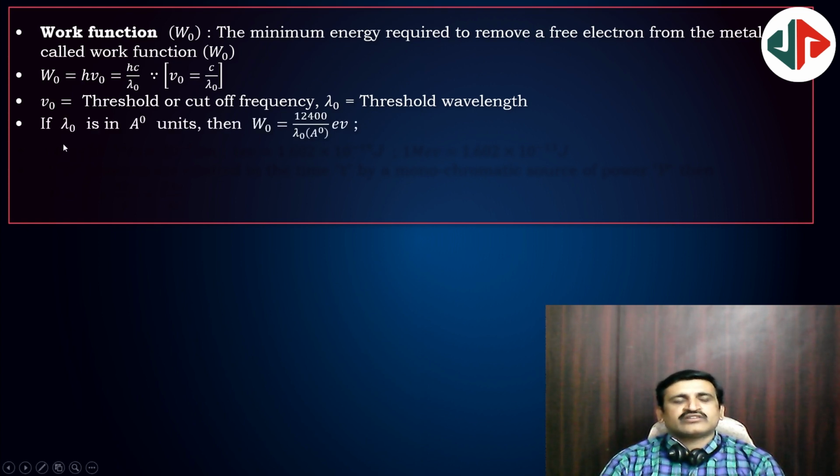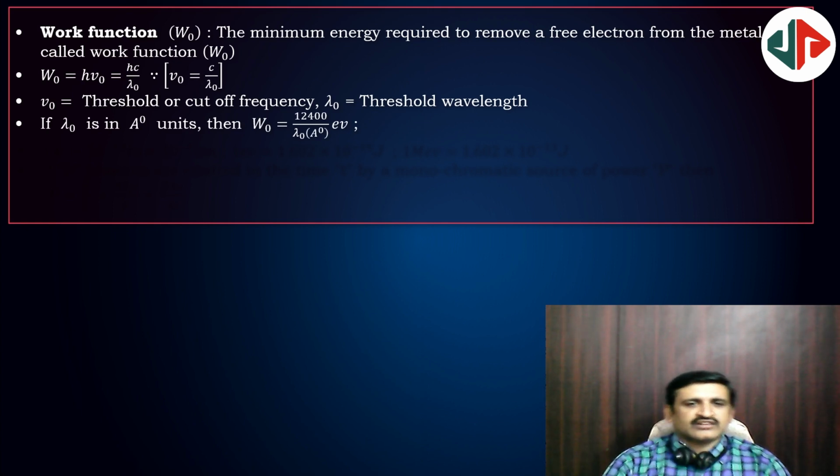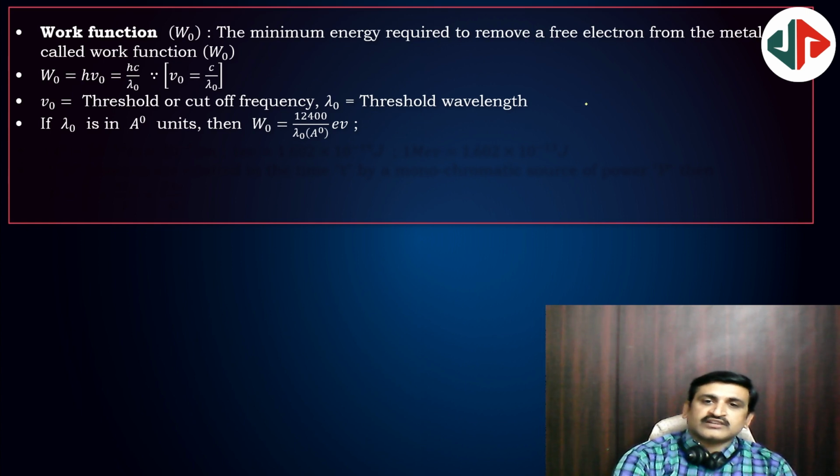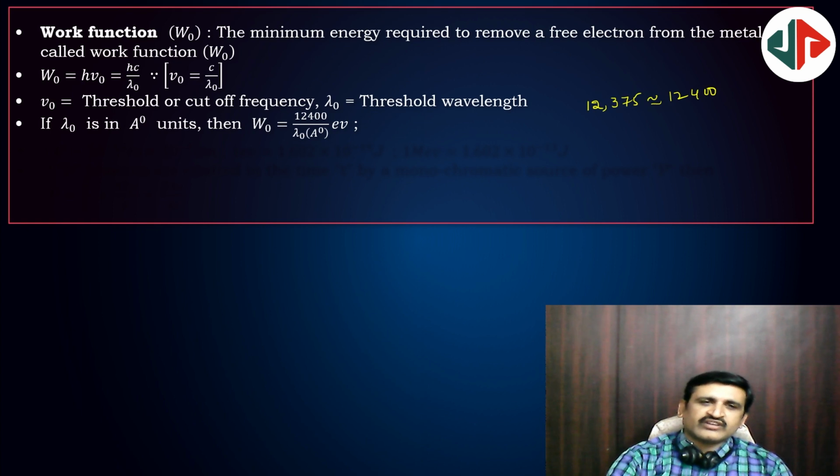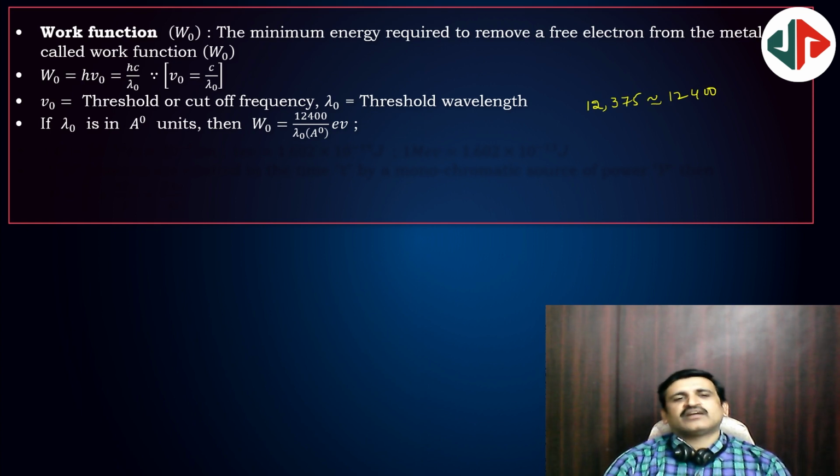And lambda naught, when in angstroms, then work function can be written as 12,400 by lambda naught, but actually it is 12,375 only. Okay, we are taking 12,400. But whenever the number is a multiple of 375, then you can first try to choose that only. Lambda naught should be in angstroms, and 12,400 you can use if lambda is in angstroms, then work function will come in electron volt. Not only work function, any photon energy you can get in electron volt if you substitute lambda value in angstrom.